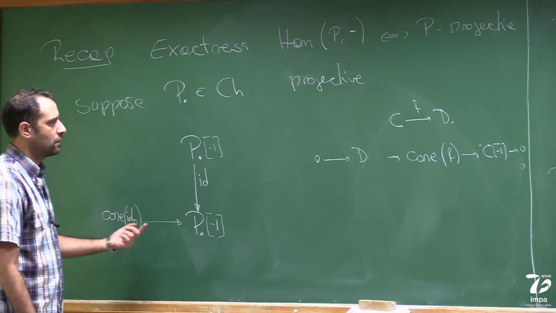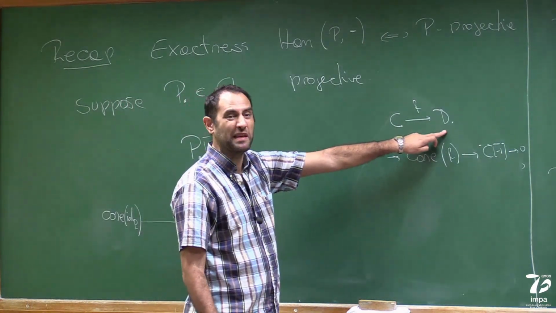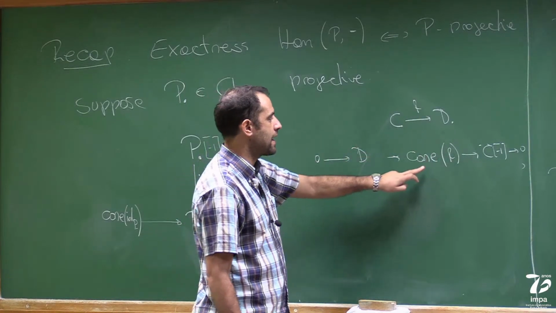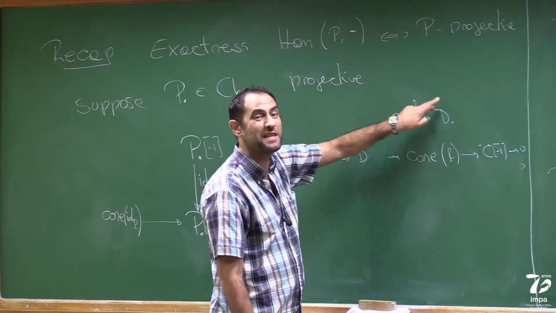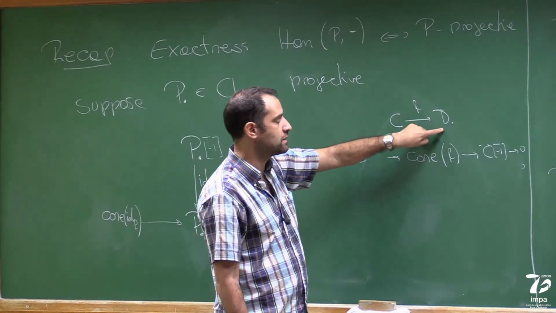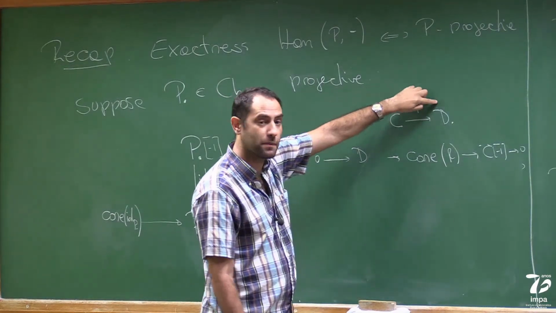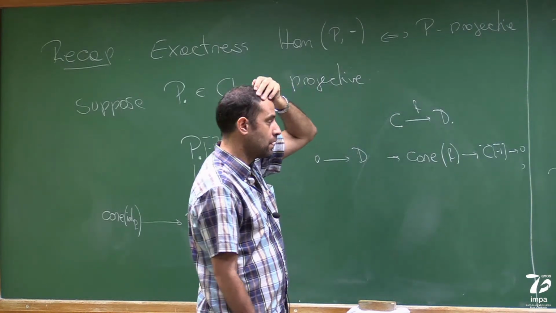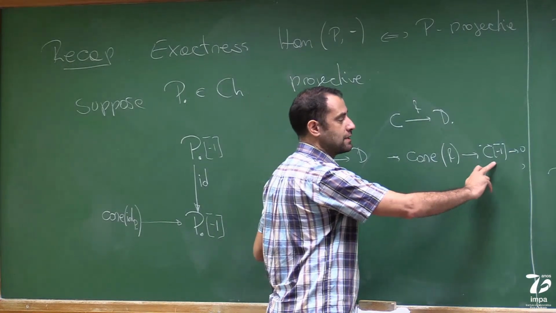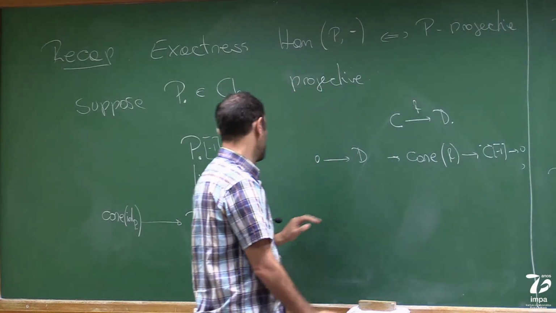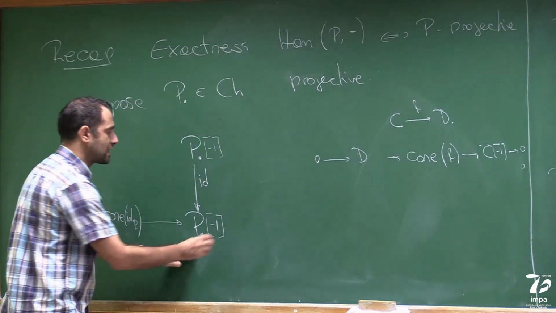So, in particular, I can take C equal to D equal to P, and F to be just the identity of P. Therefore, I get a map from the cone of the identity to P shifted by 1. And this is surjective.